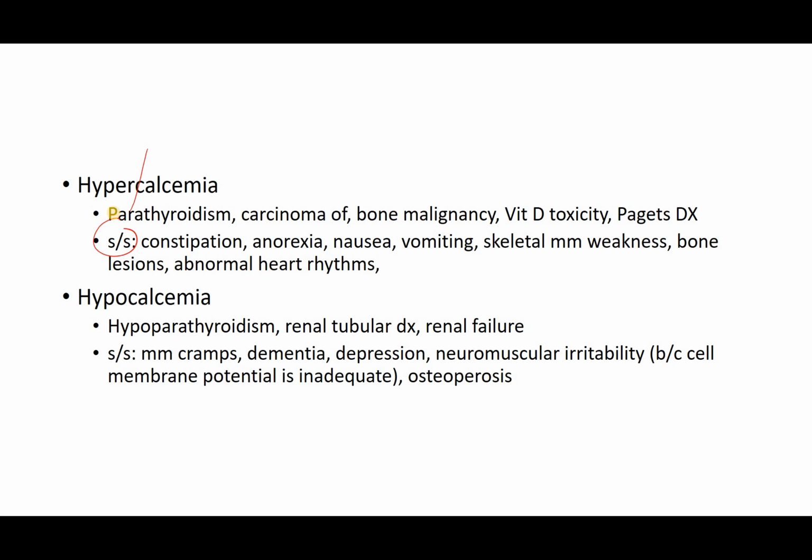So signs and symptoms: muscle cramps, dementia, depression, neuromuscular irritability, and that's because of action potential and membrane potential problems, which we'll be talking about later when we get to the muscle system, and osteoporosis.